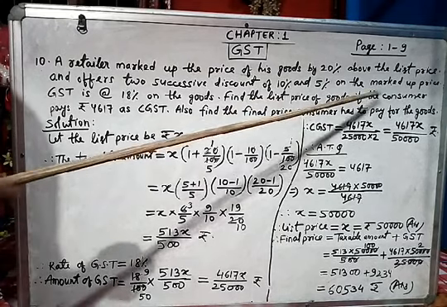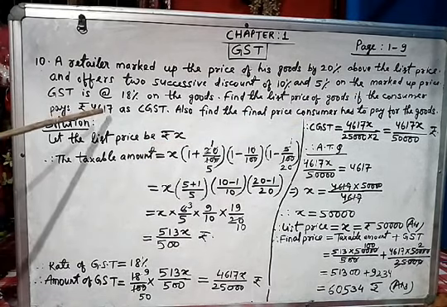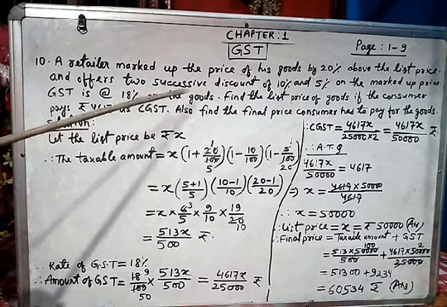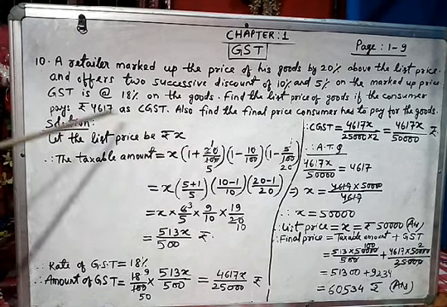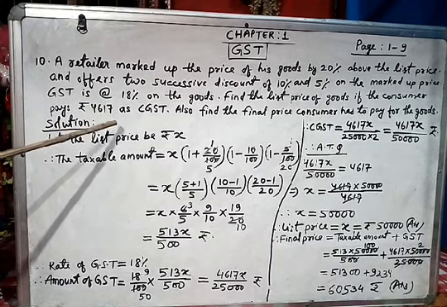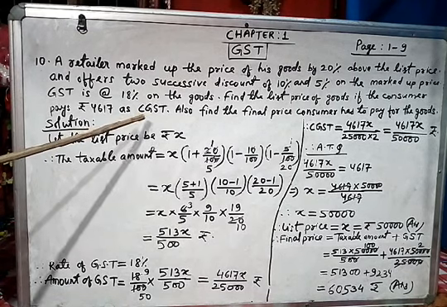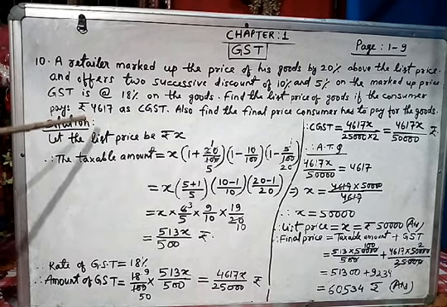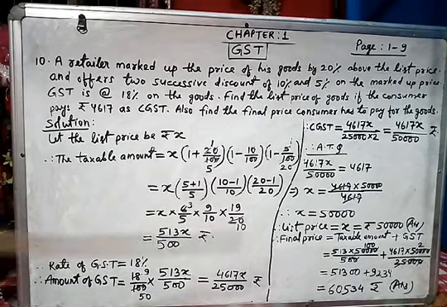And then the consumer pays rupees 4,617 as CGST, so the CGST amount is rupees 4,617. Let me tell you all children, CGST means the GST taken by the central government, the tax taken by the central government is 4,617. Now find the final price of the consumer.